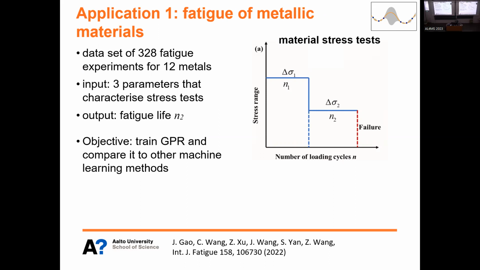So how can you use Gaussian process regression in material science? Here's one example from this recent paper. They basically wanted to investigate the fatigue of metallic materials, and they had an experimental data set of more than 300 fatigue experiments for 12 different metals. They used as their input variables a 3D input that they retrieved from the stress testing, from the experiment. And then the output was the fatigue life of the sample. And they basically wanted to do predictions for different metals.